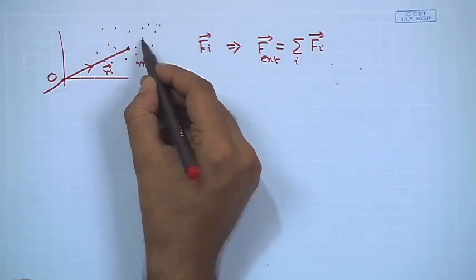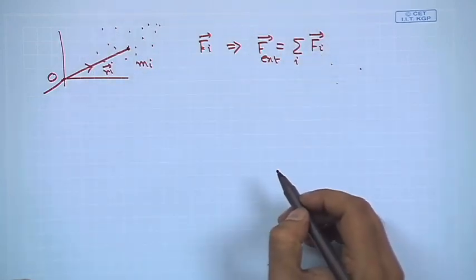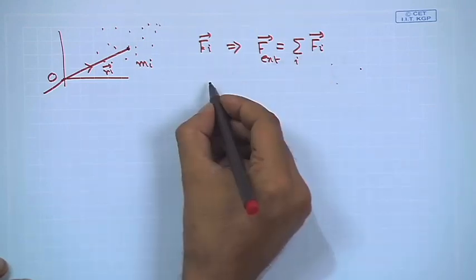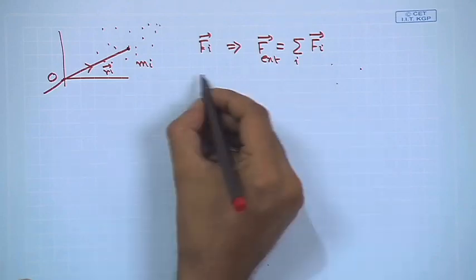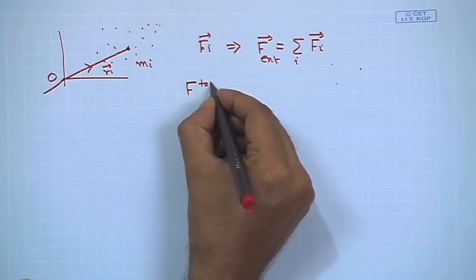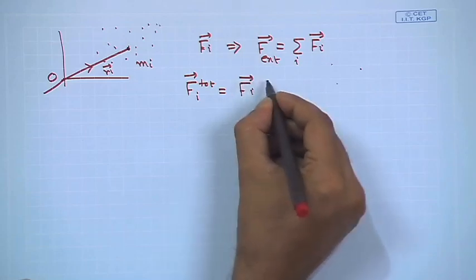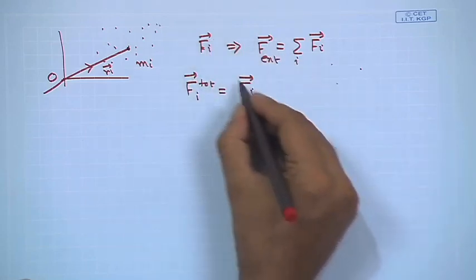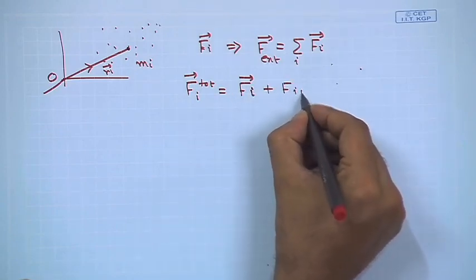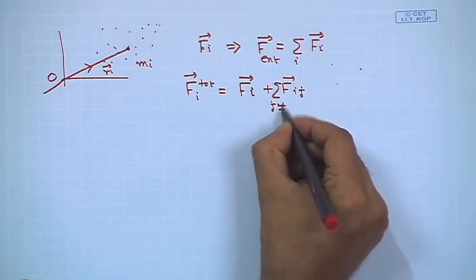So, the force on this particle, that particle, that particle, everything will be included in this vector sum. Now, please recall that this is only the external force. There is always an internal force. So, the total force F total on the ith particle is a combination of this external force F_i plus the sum over j of F_ij, where j is not equal to i.